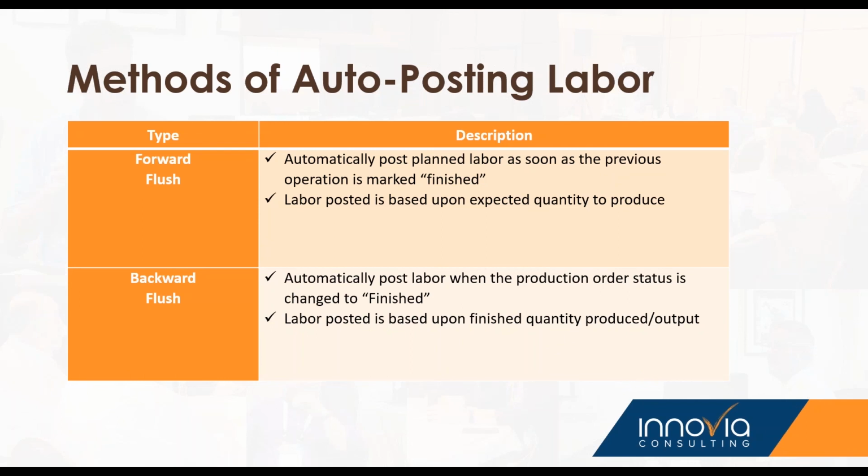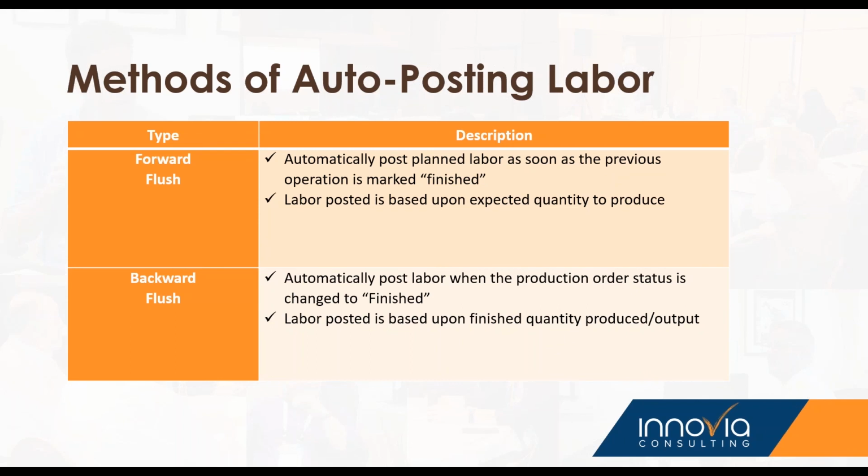Forward flushing is a little unique. The way it's triggered is that you report the previous operation is finished. So I'm operation 10. I don't know if anybody ever noticed, but there's a finished flag you can turn on, meaning I'm done with it. As soon as I'm done with 10, and if 20 is set up as forward flushed, it would consume that labor automatically. That works well if you have a production order that is standard and you really don't deviate. We're going to make 10. We always make 10. We don't make 9. We don't make 11.